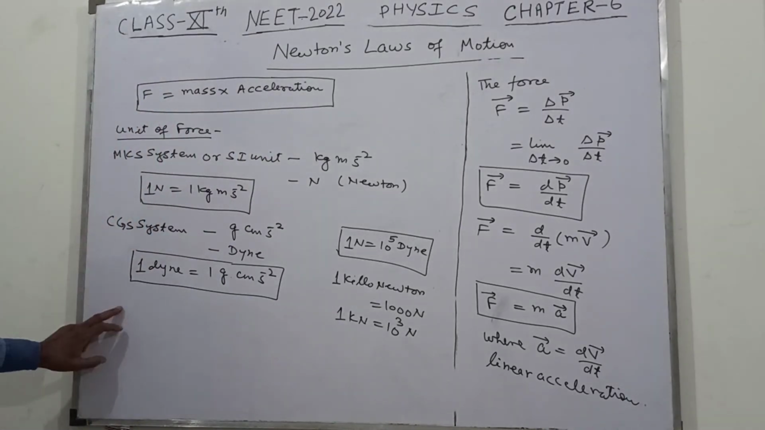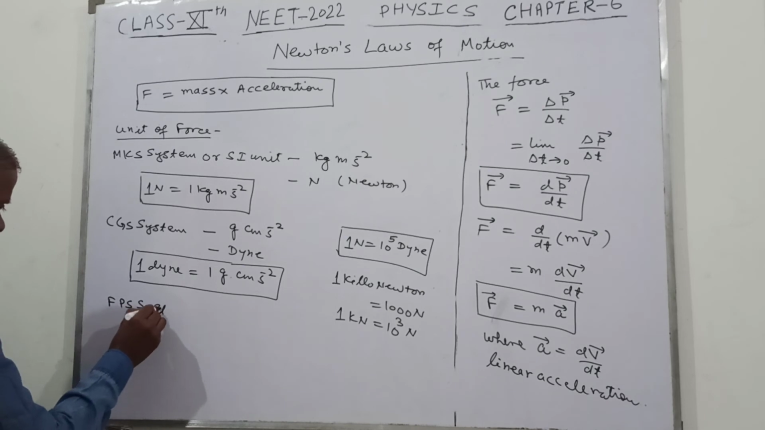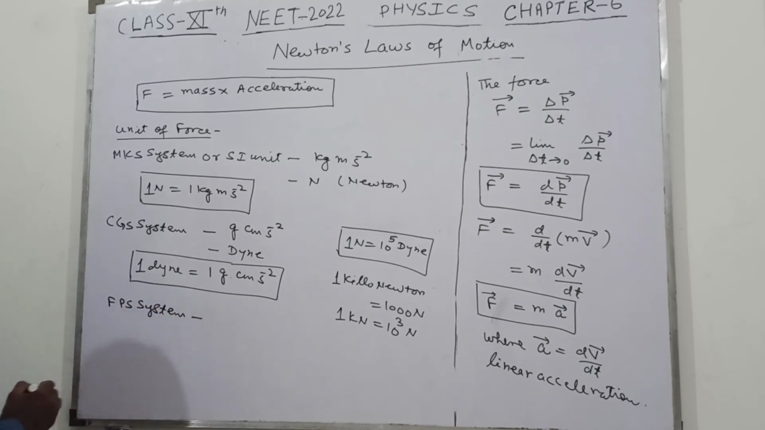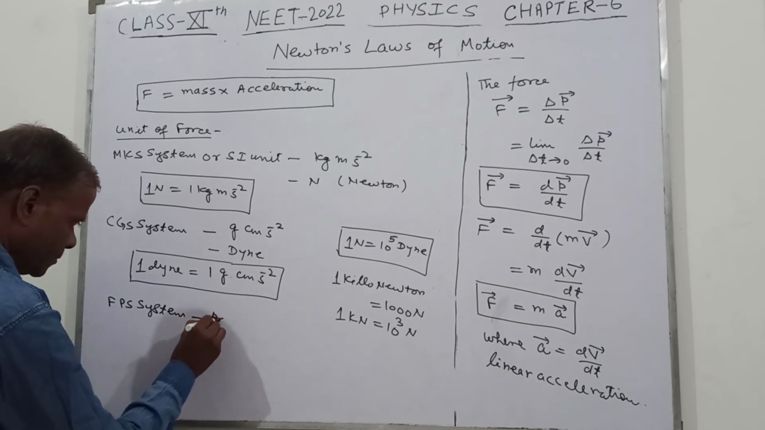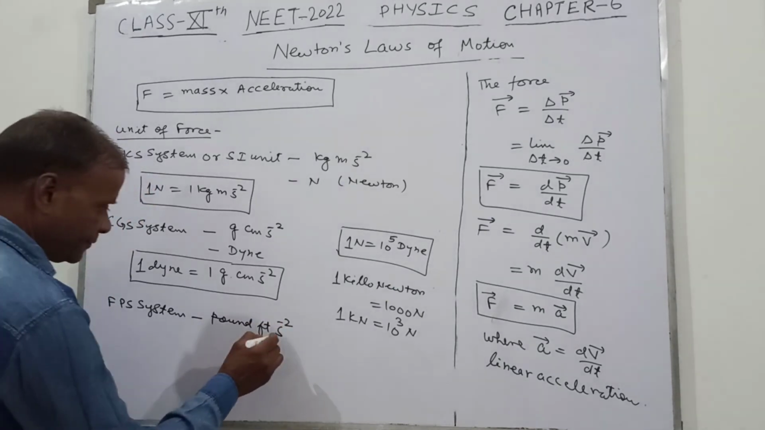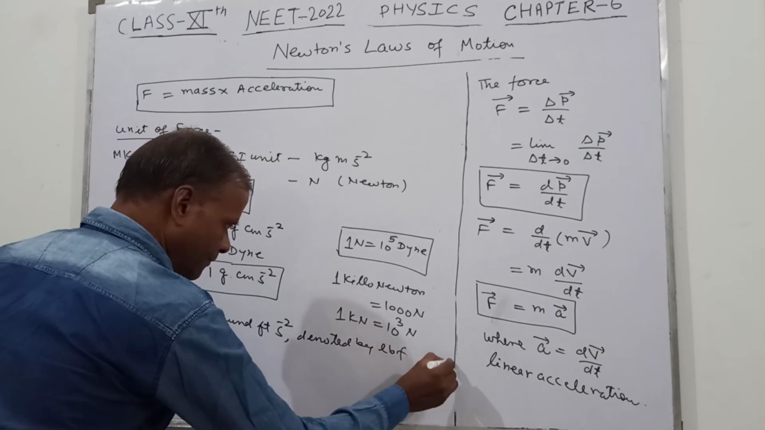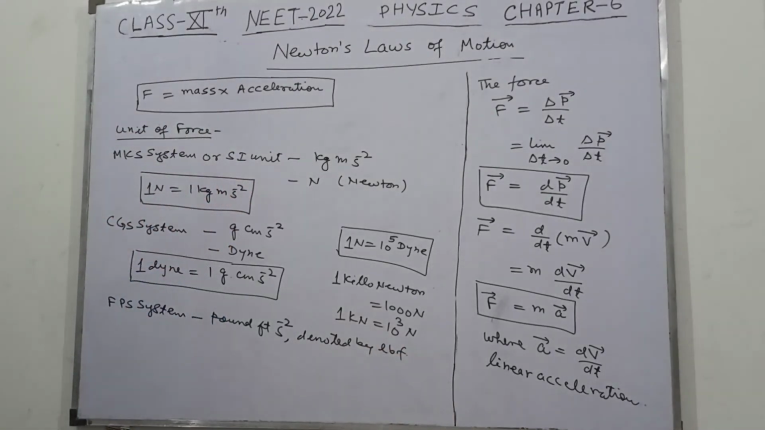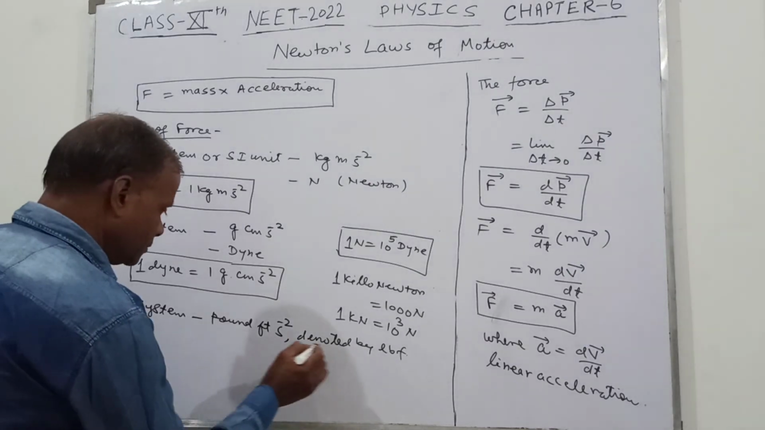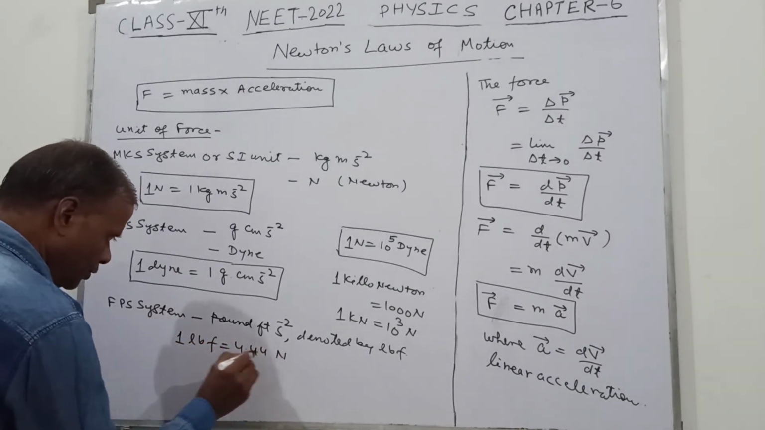This is MKS, this is CGS, and then FPS. In the FPS system, the unit is pound foot per second square, denoted by lbf. So the value of 1 lbf is equal to 4.44 Newton. This is our relation.